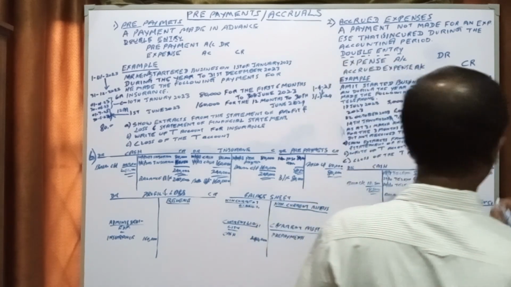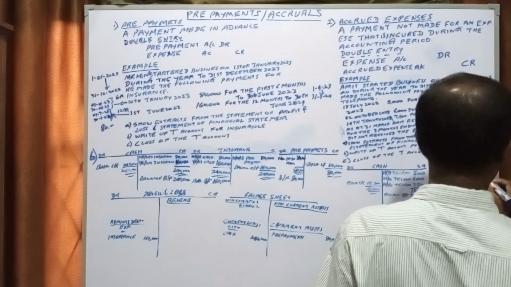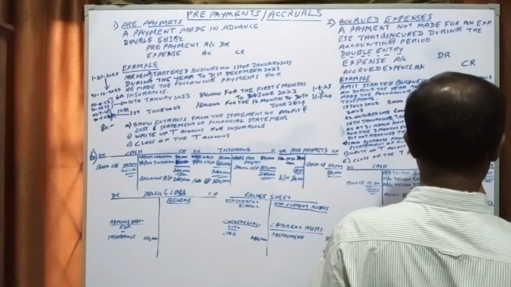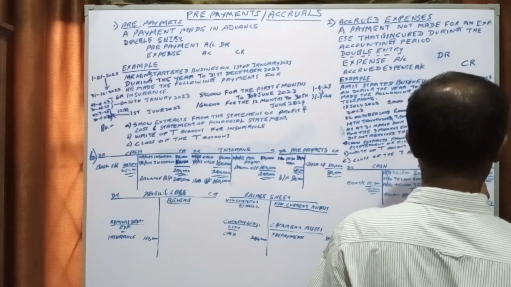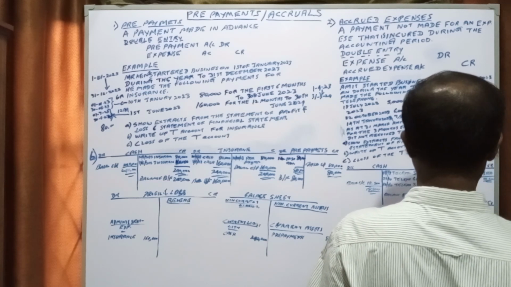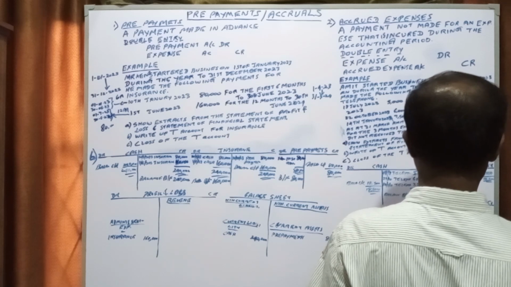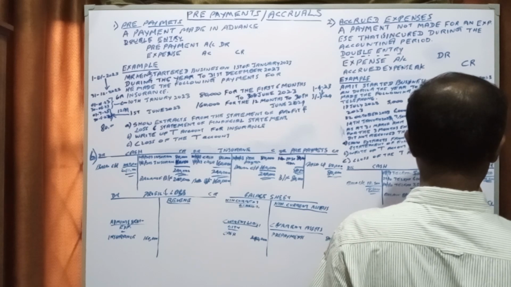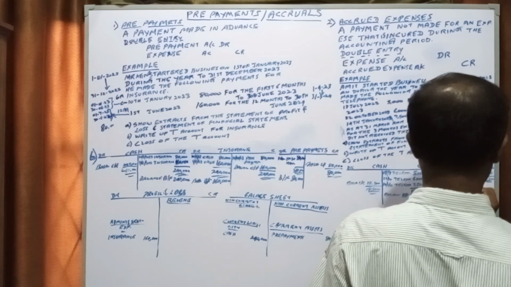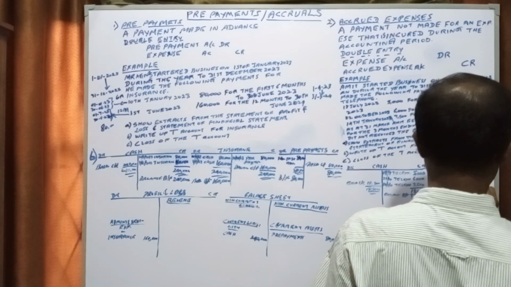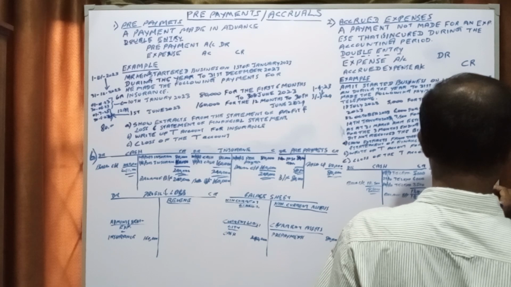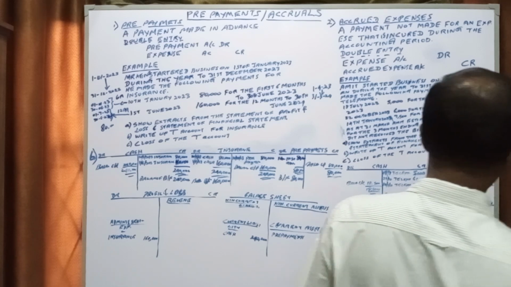Right, here accrued expenses 9,500. Here 9,500 balance carried down, 9,500 balance brought forward, 9,500. Okay.